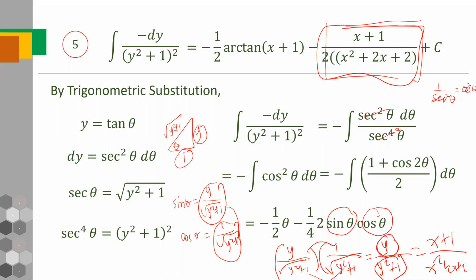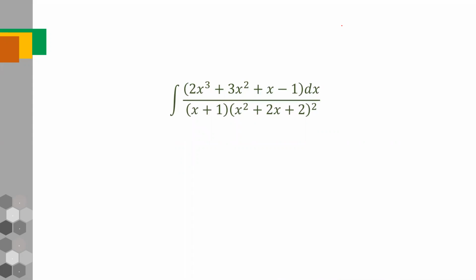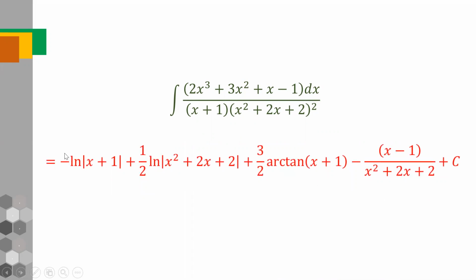So all in all, we combine all the integrals. So the integral of our given expression is just equal to, first we have the negative ln of the absolute value of x plus 1, plus 1/2 ln of the absolute value of x squared plus 2x plus 2, plus 3/2 arctan of (x plus 1), minus (x minus 1) all over (x squared plus 2x plus 2), plus c.